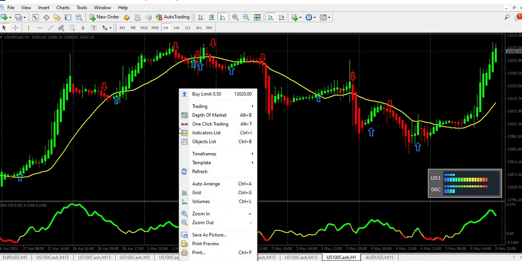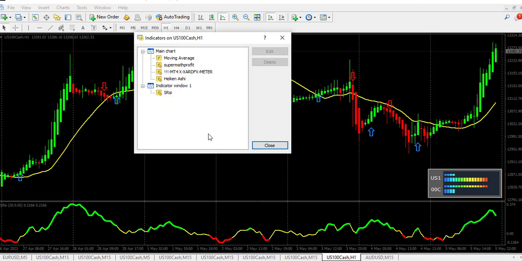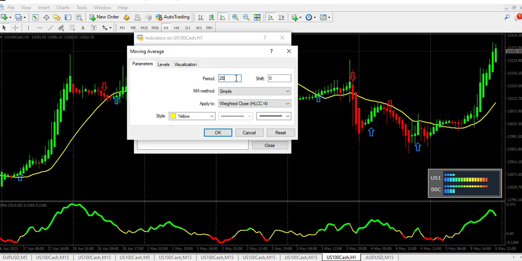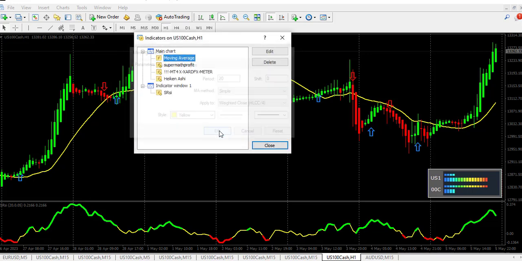Now let me show you all the indicators used for this particular strategy. I have the moving average here, and the period is 20. MA method is simple, and I apply to weighted close, and this is what you are going to use. And I use the yellow color, so you can use any color you want.